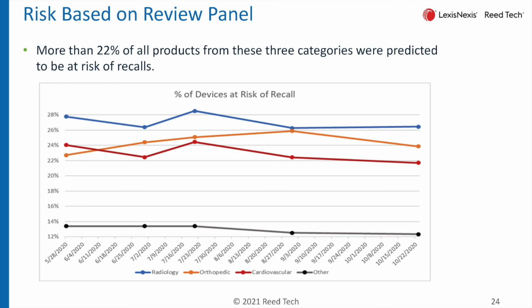So here in this chart, we can see how the prediction changed over time since that May 2020 prediction. So we just ran the model as we were getting new data. And you can see that overall, the devices in the orthopedic, radiology, and cardiovascular groups have a much higher risk of recall than other groups on the market. So overall, you can see that more than 22% of all products from these three categories were predicted to be at risk of having a recall, compared to only 14% of all the other products. So with the recall prediction model, we can continuously monitor how these risks change as we add new data to our database.